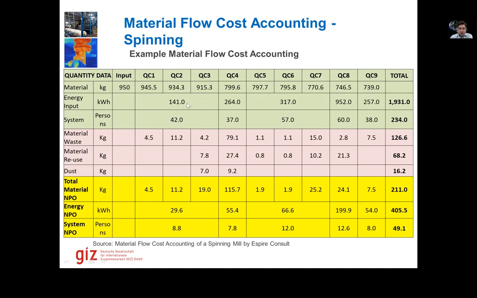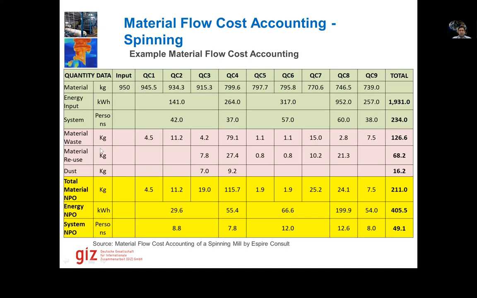In terms of kilowatt hours, for this batch of 950 kilograms, we had combined input for these three quantity centers at about 141 kilowatt hours, then QC4 264, and subsequently we had others. And then we come out with the total value of kilowatt hours used for the 950 kilograms of input. Then the number of persons working there. This is also one important aspect in this ISO standard of material flow cost accounting, that it requires putting in system costs as well, which can be termed as the number of persons working in each of the processes for this batch of production.